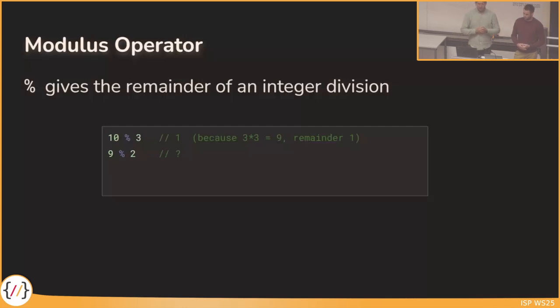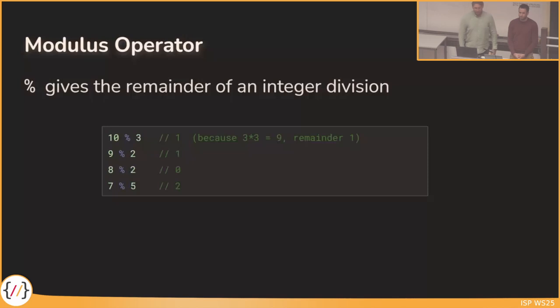And now we want to know, if you have any ideas, any suggestions, what is the result of 9 modulus 2? Is there any suggestion? Yes. So the remainder is 1. Why? Exactly, that's the correct explanation. So we know 2 times 4 is 8. And we know plus 1 is 9. So we have 1 as a remainder.